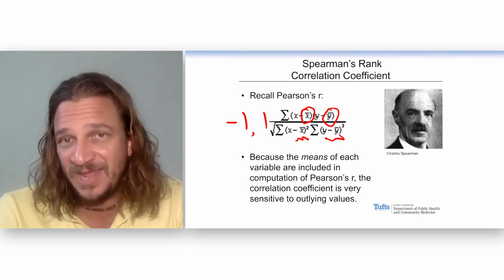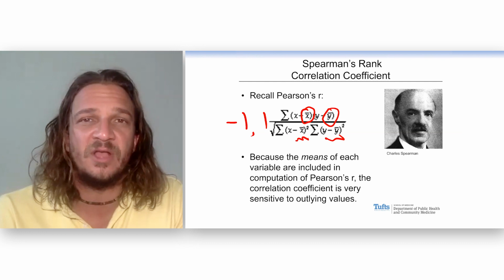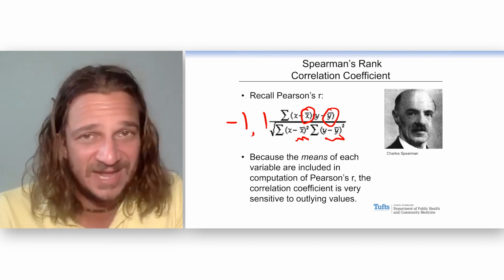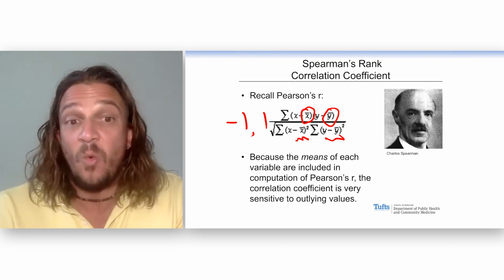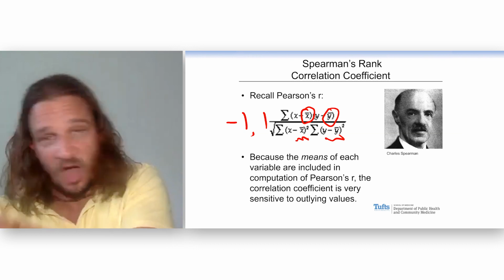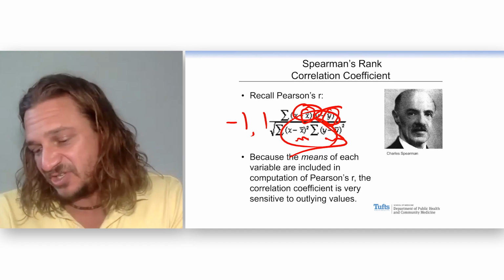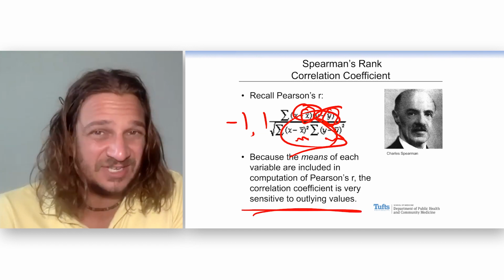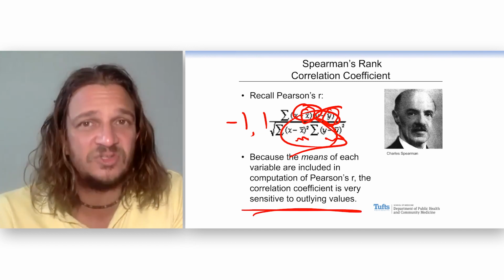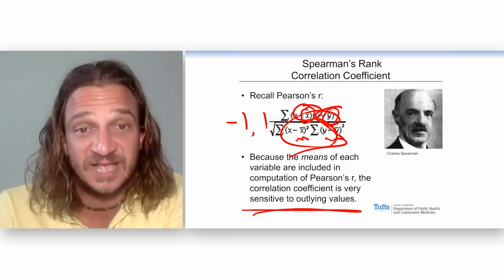But if you notice, there are a lot of means in that formula. And if you have data for which the mean is not an appropriate summary statistic, why in the world would you do some other statistic that includes a lot of those means? You shouldn't. Pearson's R is very sensitive to outlying values because the mean is not very robust. The mean will change a lot when you have large values in your data set.